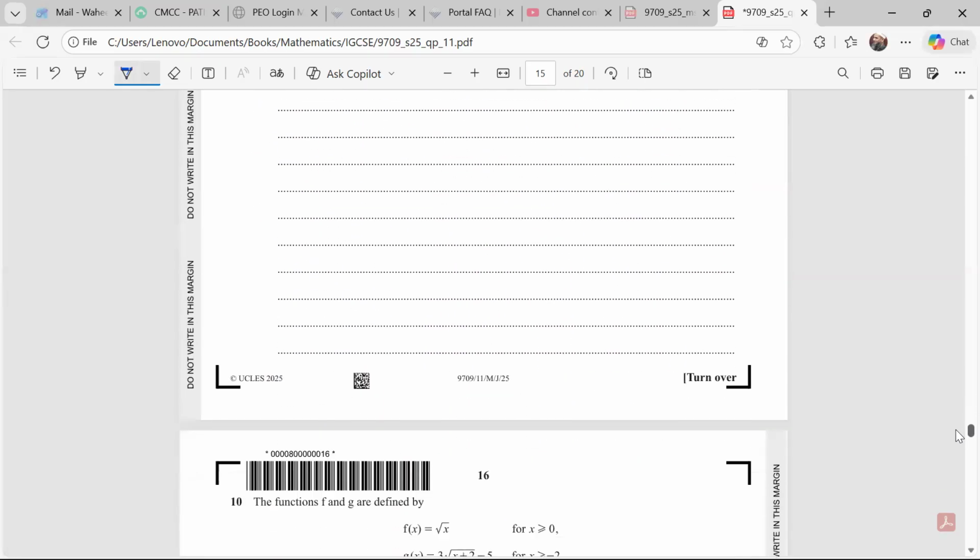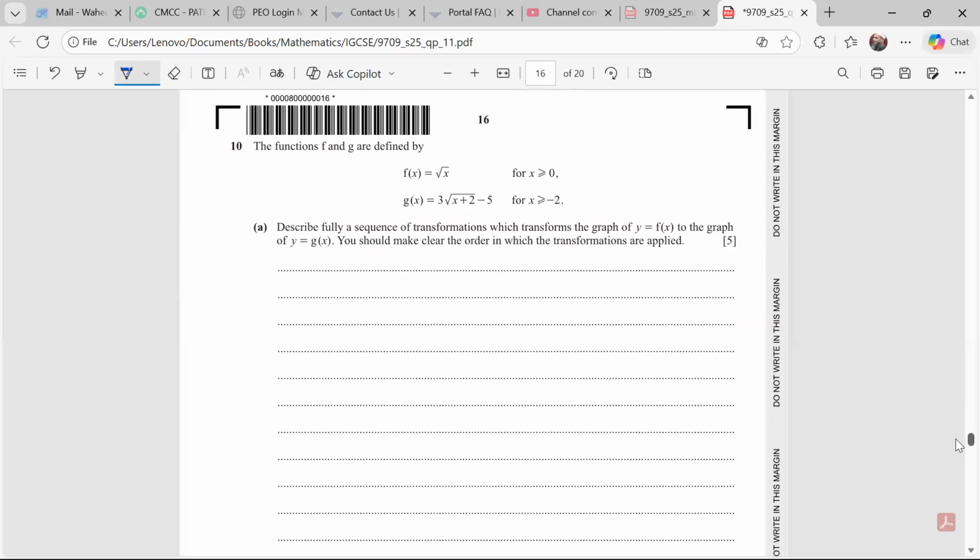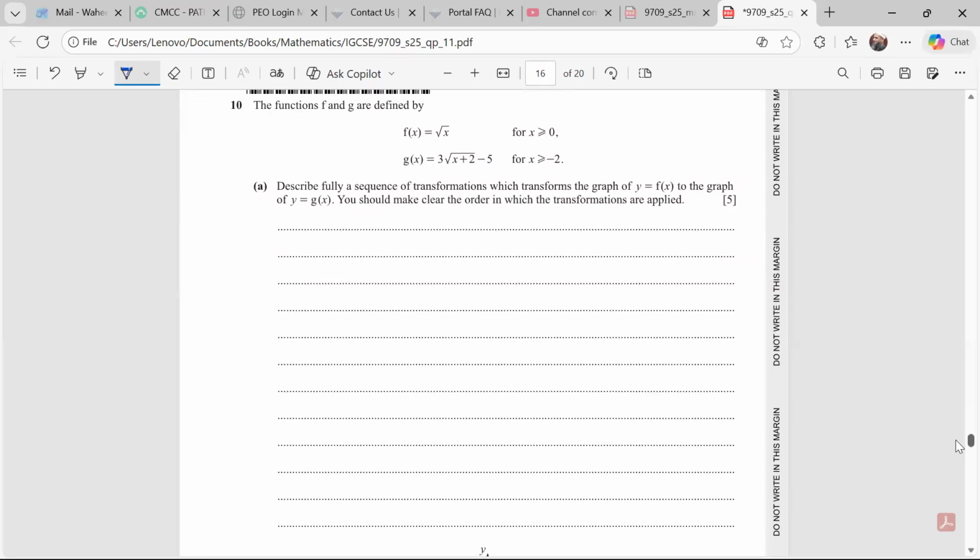Okay, now let's move on to question number 10. I think this is not too difficult. We are given a basic function which is f of x equals root x. And you know that this function looks like this. It goes something like this, right? This is x, and here I have root x. It starts from 0, so its domain is only when x is positive.